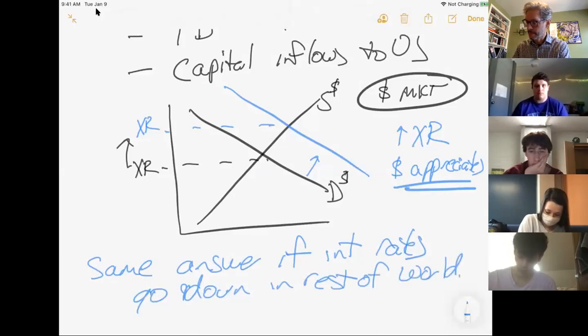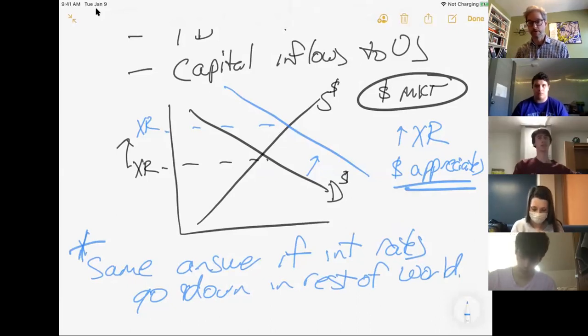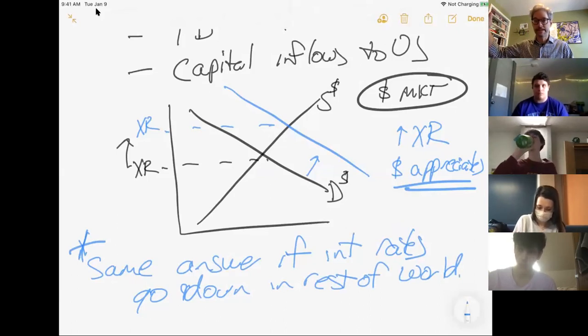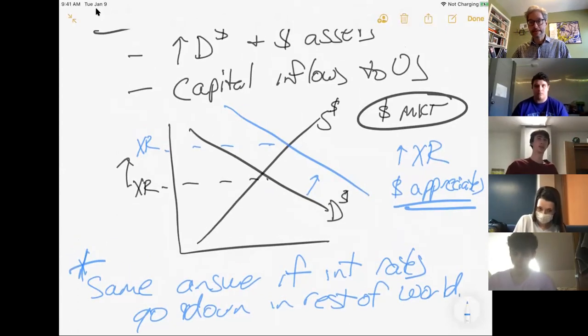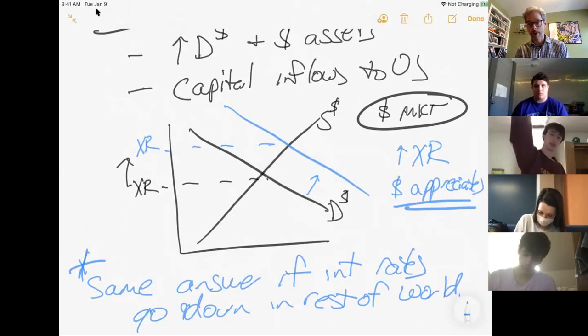Once again, this is the same result you get if interest rates go down in the rest of the world, because what matters is the relative interest rate. So if interest rates go up in the US, it's the same as if interest rates go down in the rest of the world, or they go down in Europe, or they go down in Canada. So the key to this is the relative interest rate.